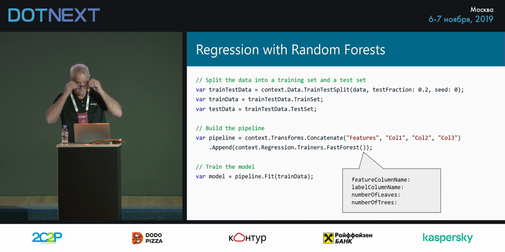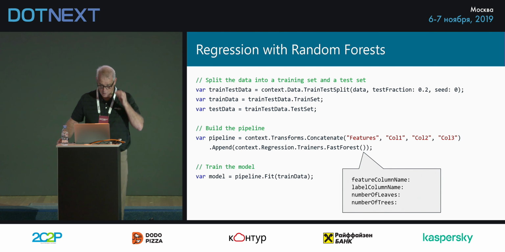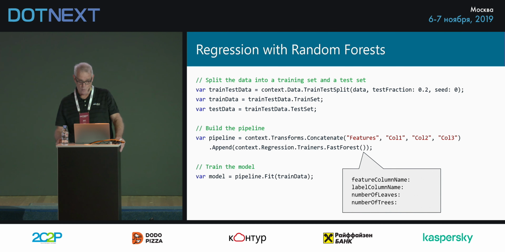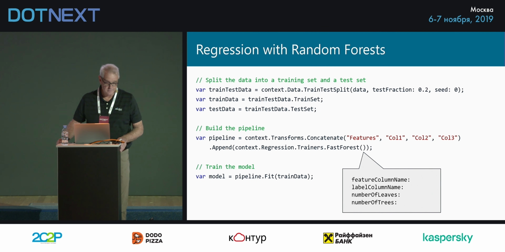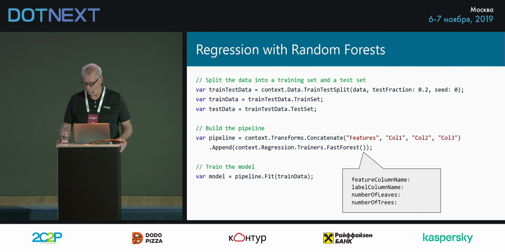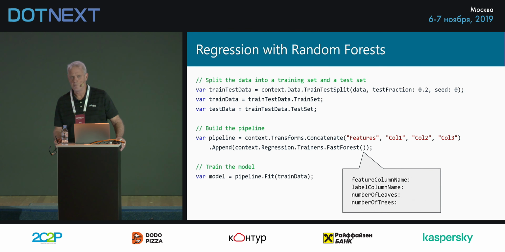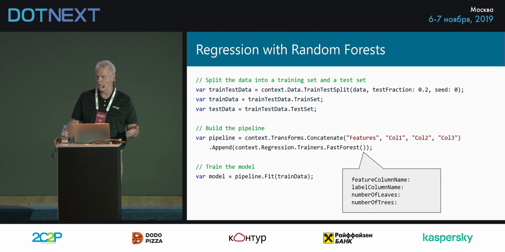Once I've done that, I then need to apply a learning algorithm to it. So once more, I go through my mlContext object, this time through the regression.trainers property, and I call the fastForest method, which creates an instance of a class named fastForest regression trainer that will do fast forest regression. Now, fast forest regression is basically a super sophisticated random forest slash decision tree based algorithm.